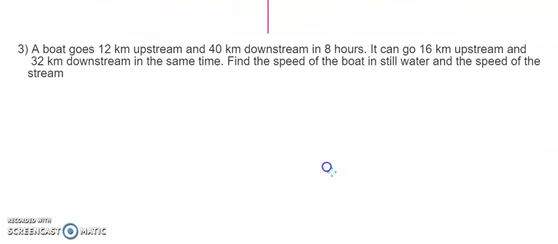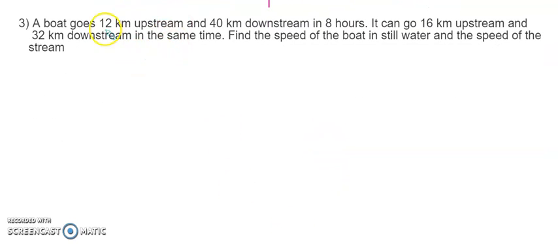Next question. The boat is traveling 12 kilometers upstream and 40 kilometers downstream in 8 hours. 16 kilometers upstream and 32 kilometers downstream in same time. So again, the four sentences: speed of boat x kilometers, speed of stream y kilometers, upstream speed is x minus y, downstream is x plus y. Okay, so now let's do this.